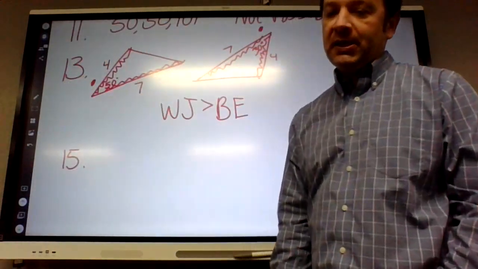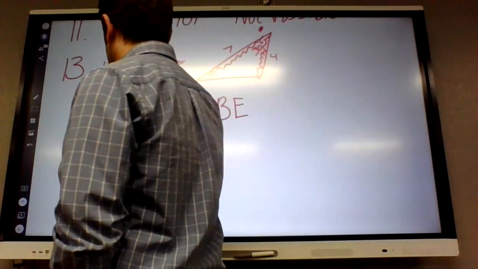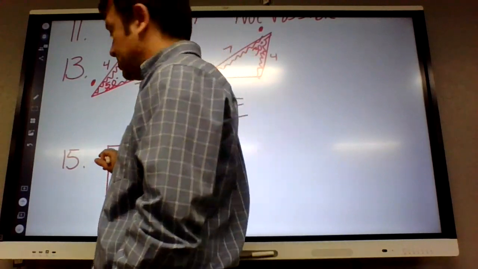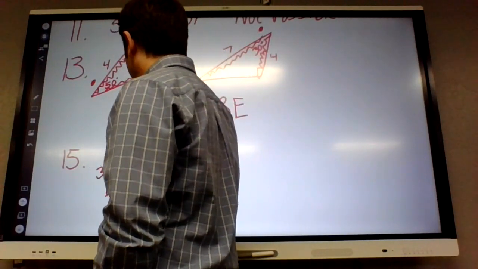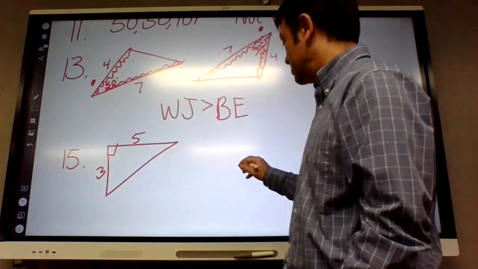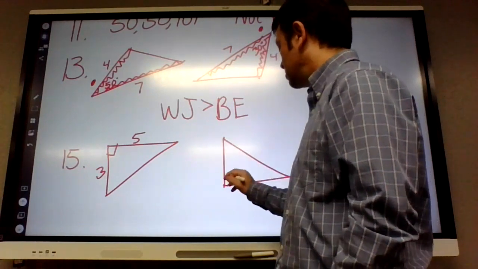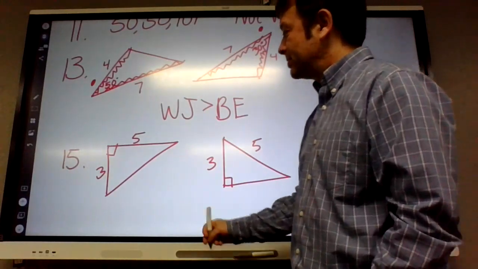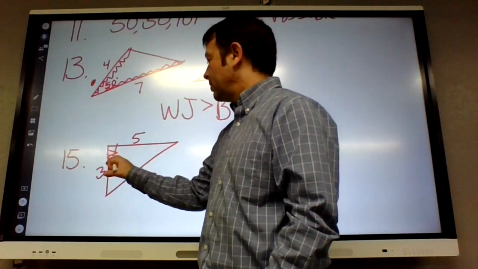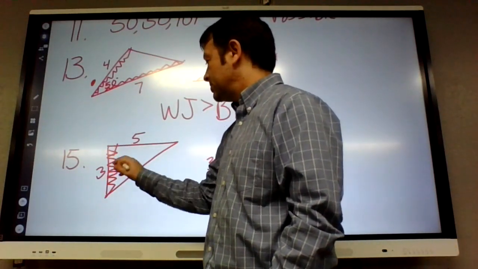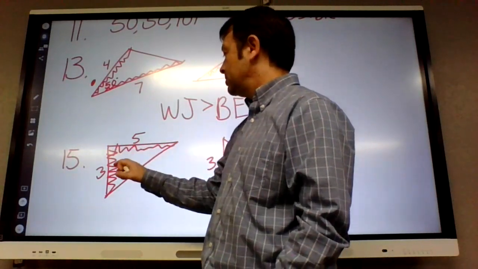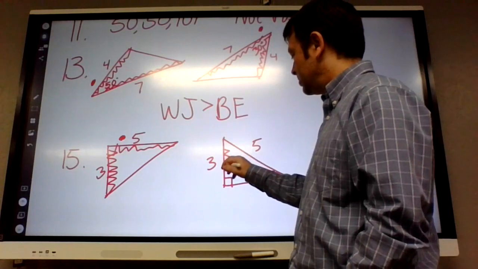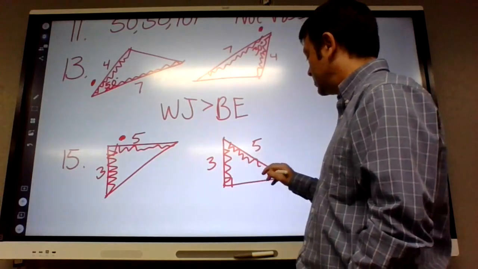Okay, 15, kind of the same thing. It's a little bit tricky because there's two right angles, but they're in different spots. So we got a 3 and a 5 on both of these. This would be the jaws on the right one. Guess I'll put the eyeball right there. And this would be the jaws on the left one.